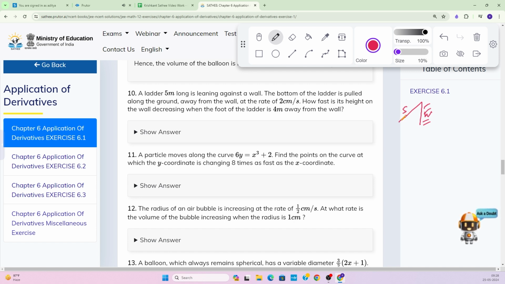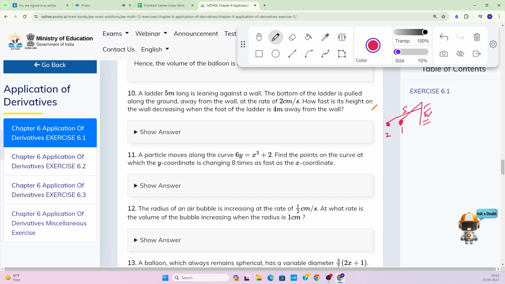Now the bottom of the ladder is pulled. So after pulling away the bottom of the ladder, your ladder will be in this position. At the beginning your ladder was here, but now after pulling, your ladder is in the second position. Okay, now what?